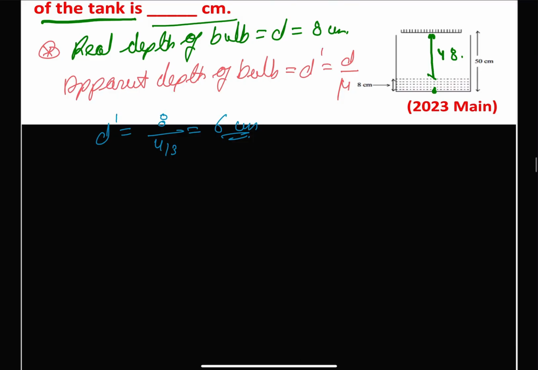So therefore we can draw this figure once again with respect to the apparent depth, and we are given a bulb. Let us suppose this is the depth of the bulb, which is D, and the apparent depth which we found out is D prime, so this will be D prime. And we have a mirror that is somewhere here.